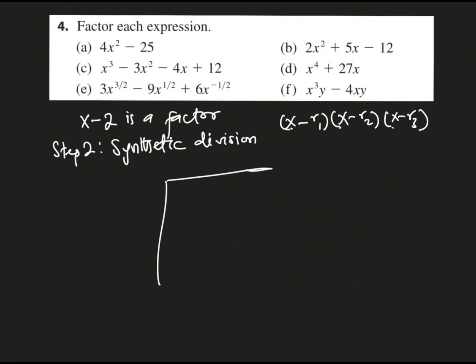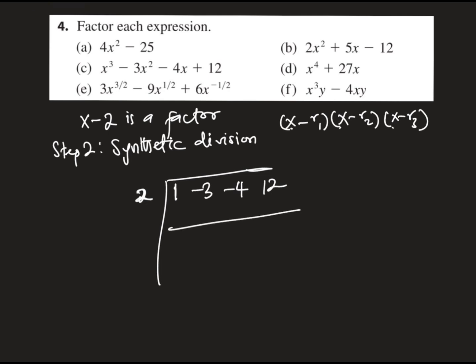So for synthetic division, you write the coefficient of each term. So the first term is x cubed, so the coefficient is 1. The coefficient of the second term, x squared, is -3, and we have -4, and we have 12. So you just write the coefficients. Remember, you take along the sign. Now we know a factor, right? We know the factor to be 2.